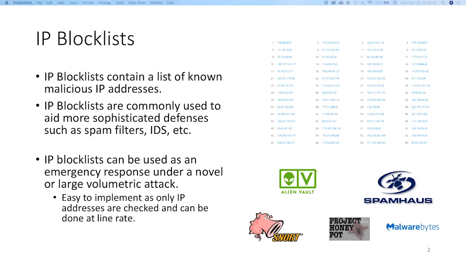The key idea that makes block lists very attractive is that they are very simple to use. If you're a victim network and you're under a large, novel, volumetric attack, IP block lists are the simplest to use, because all the network operator needs to do is take the IP address of the incoming traffic and verify it against the block list. If it's present in the block list, they can just drop the traffic. There are several maintainers of malicious IP addresses, including AlienVault, Project Honeypot, and Malwarebytes.